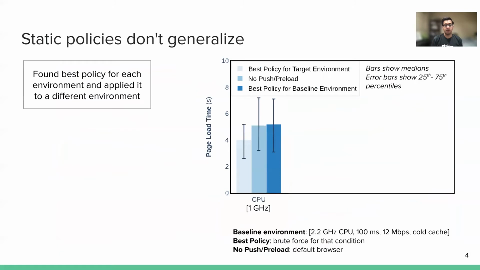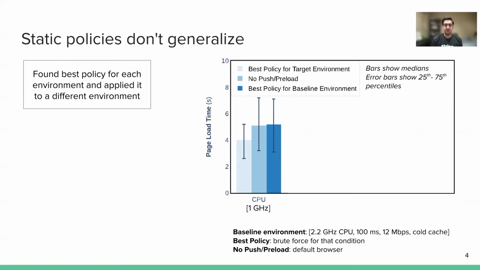To evaluate how important catering to a specific environment is, we performed an experiment. Over many pages, we first measured the load time in a baseline environment. We brute forced push preload policies to find the best for that environment. Then we changed just one attribute of the environment, in this case 2.2 gigahertz to 1 gigahertz, and again found the best push policy for the new target environment. Finally, we compared the performance of these two policies on the target environment.